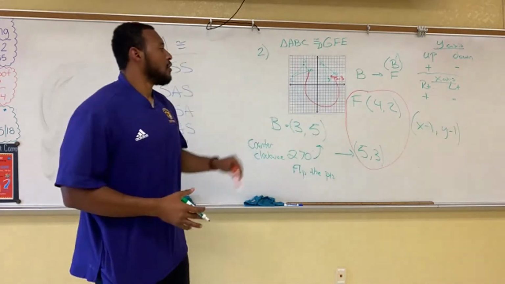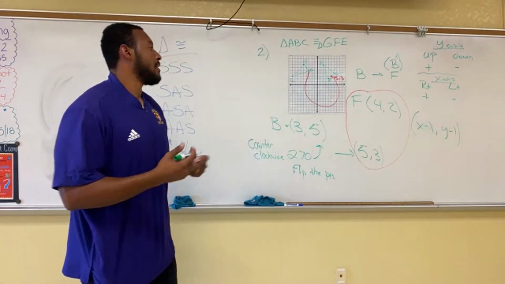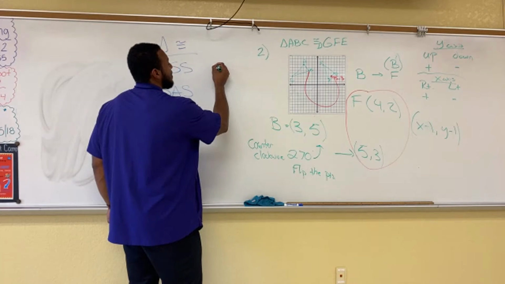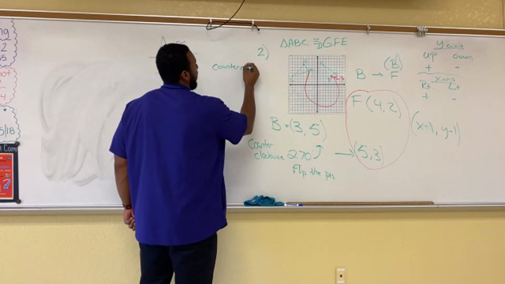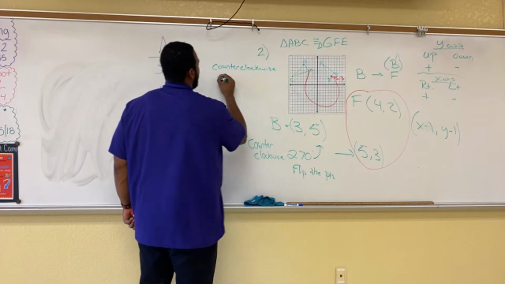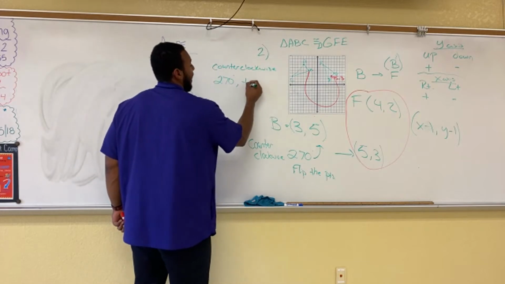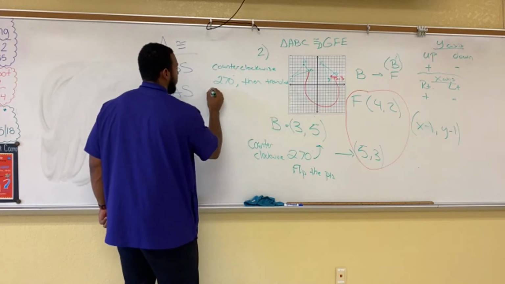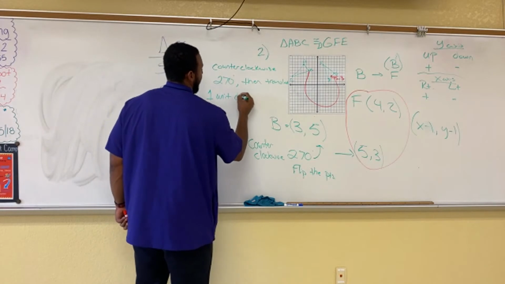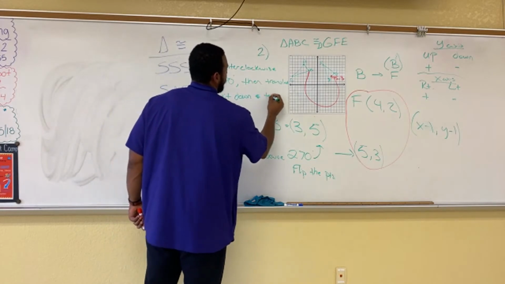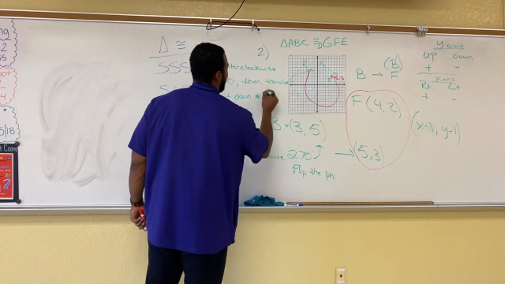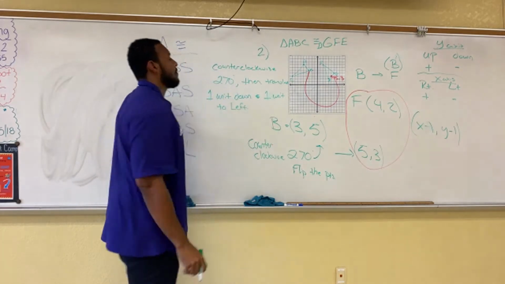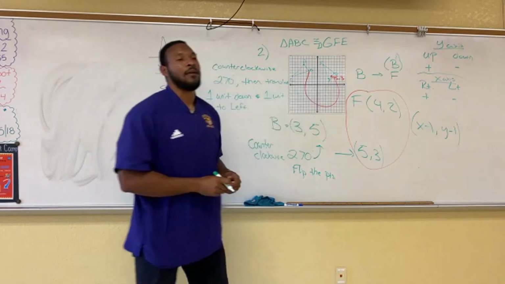Overall, if you were to take this as a question on your test, the answer you guys need to put here is the following. It could be worded anywhere, but you'll say counterclockwise 270 degrees. Then translate 1 unit down and 1 unit to the left. And then again, if you were to apply this to every other point, it'll all be the same rules there.